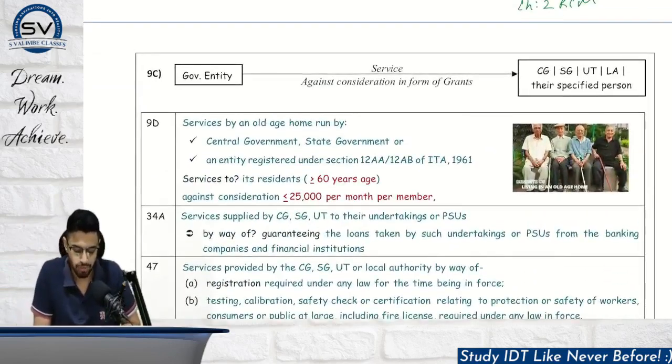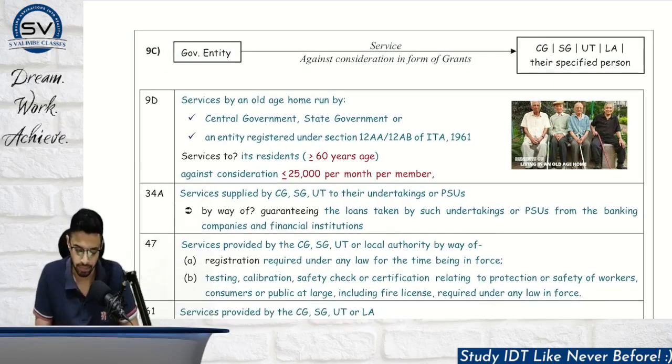Now, let's move to balance government related entries. Government entity, not authority, entity. So these government entities perform the functions entrusted by government. Government entity, if it is providing service to any central government, state government, union territory, local authority or any of their specified person against consideration in some form of grant. So it is getting grants, it is providing services, no GST.